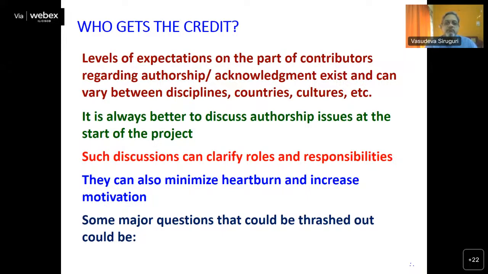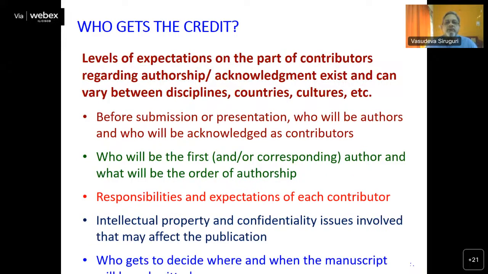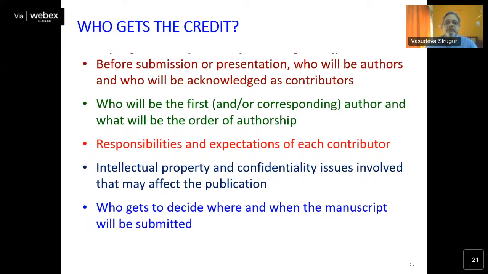And so what do you thrash out in such a meeting, an authorship issue meeting? So one needs to know who should be the authors and then who should be acknowledged as contributors. So acknowledgement is something at the end of the paper which you attribute to certain people who have helped in some way to the research work but not contributed to it. So they are acknowledged as contributors. Then the vital question about who should be the first author and who should be the corresponding author. And then what is the order of the authorship?